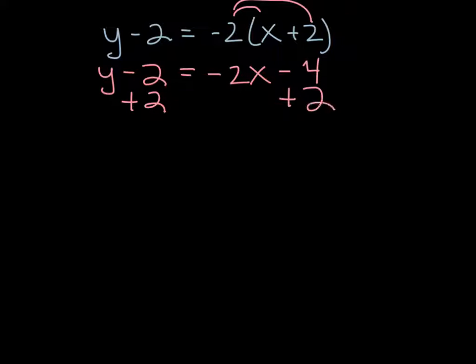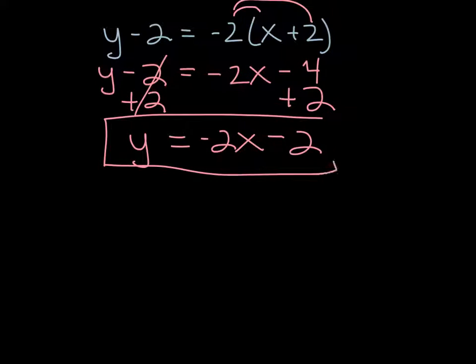And I'm going to add it to the negative 4 because that's the other like term. Those don't have x's on them. Right here, this is 0, so we're just left with y on the left. There's our equal sign. I didn't touch the negative 2x. And then we have negative 4 plus 2, which will give us negative 2. And there's our answer. Because this one said we needed it in slope-intercept form, that's why we kept going to get y by itself.